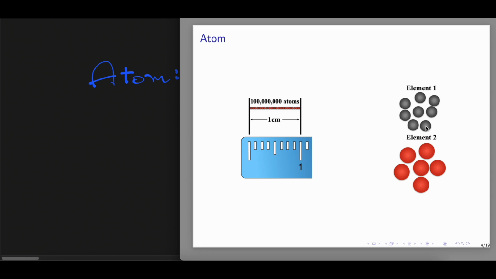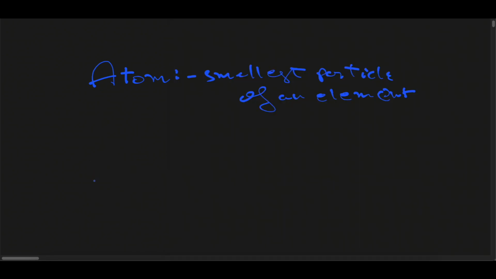Also, the atoms have the same properties as their element. The atoms of element 1 have the same properties as that element, and the same thing for the atoms of element 2, they have the same properties as element 2. But the atoms of element 1 are different from the atoms of element 2.